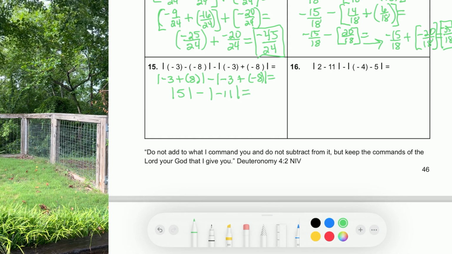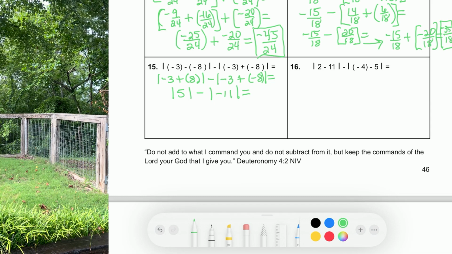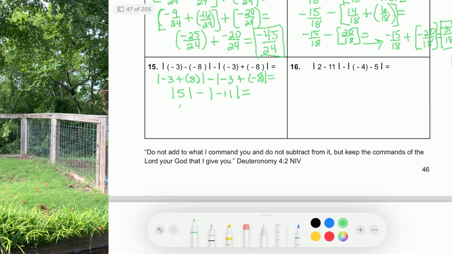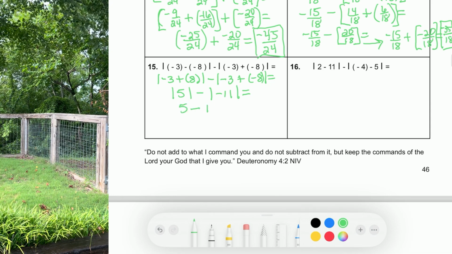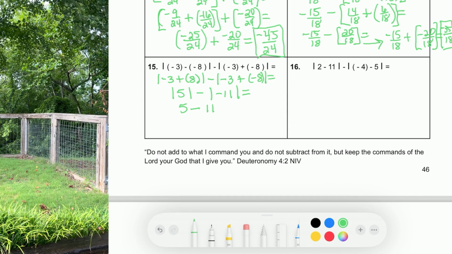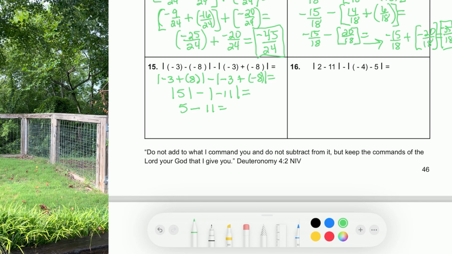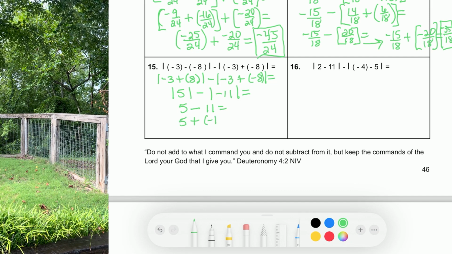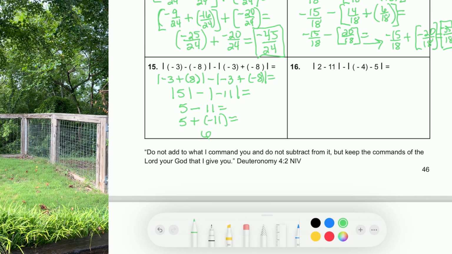Now we need to bring our numbers out of those absolute value symbols since we've fully simplified inside. So we get 5 minus 11. Remember, whatever we bring out becomes a positive number. But now we need to change this into an addition problem. So we're going to keep the 5, change to a plus, change to a negative 11. These are two different signs, so we're going to take the difference, which is 6, keep the sign of the larger, which is the 11. So our answer is actually negative 6.